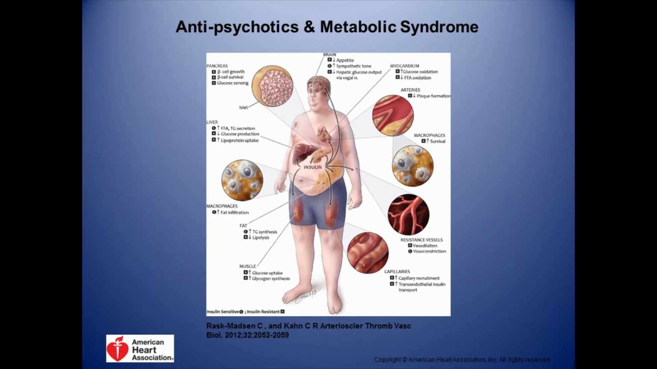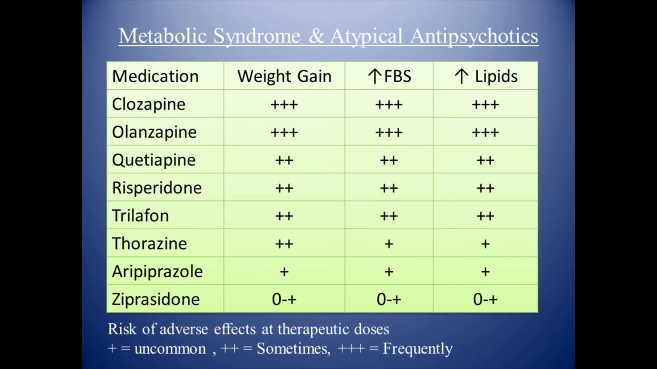Antipsychotics are well known to be associated with metabolic syndrome. While clozapine and olanzapine most commonly cause metabolic syndrome, you can see significant weight gain, frequent increases in the fasting blood glucose, and elevations in lipids across most of the antipsychotic medications.